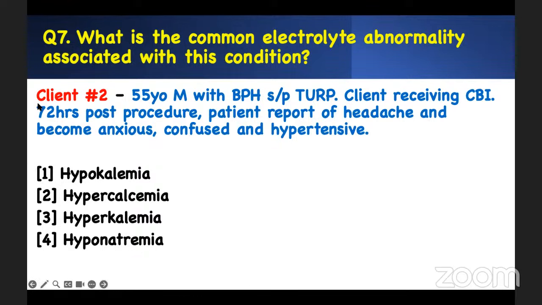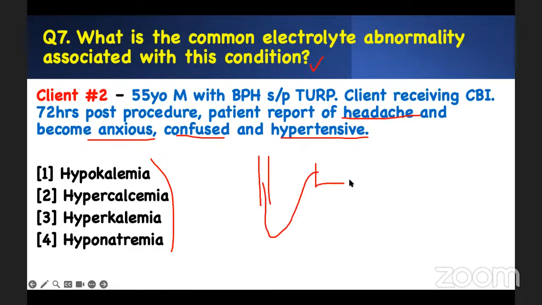Headache. I have a headache. I have become anxious. I'm confused. And my blood pressure is this. What is causing this problem? It's our concept. Which one of these is causing the problem? Think about it. They have a Foley catheter. They're getting irrigation. This is the bag. And they have your prostate here. We usually have a large volume irrigation.